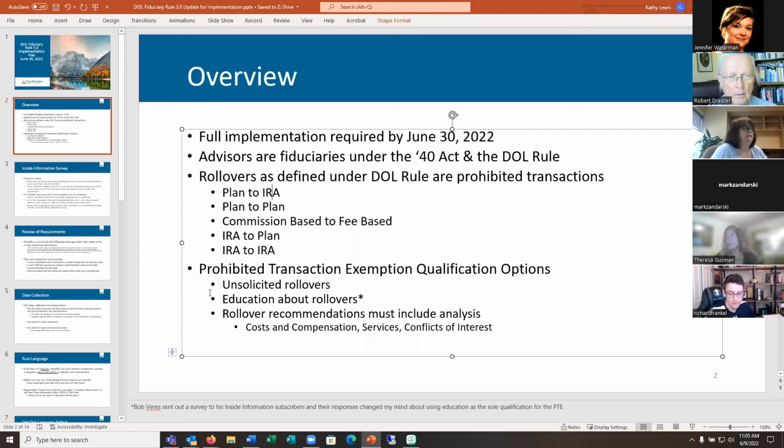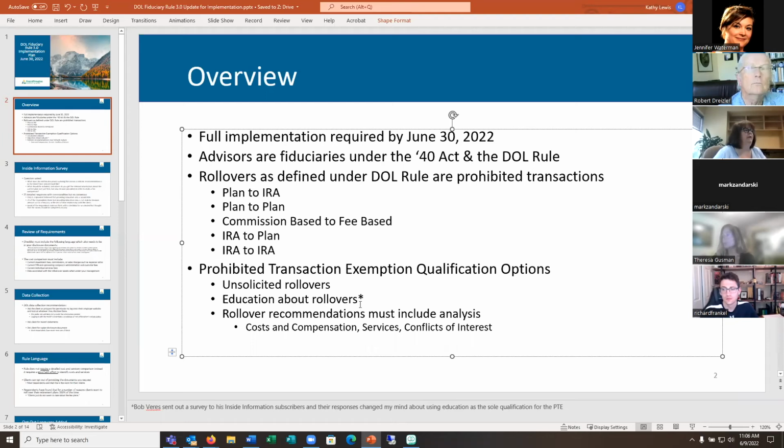Then what the government does is they give you an out. They give you an exemption for the prohibited transaction. As long as you do one of these things, then you have earned, for lack of a better word, the exemption. You qualify for the exemption. Now, when we talked before, there were three kinds of exemptions. One was unsolicited rollovers. The second was providing education about rollovers. And the third was a full rollover recommendation that has to include costs and compensation, services, and conflicts of interest.